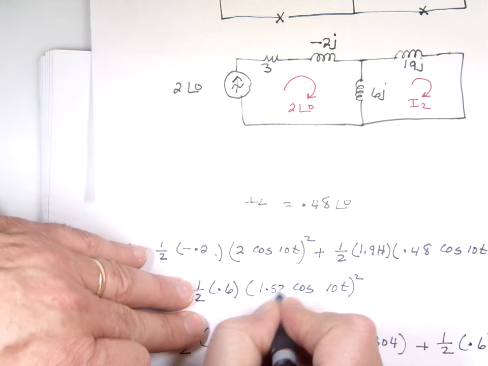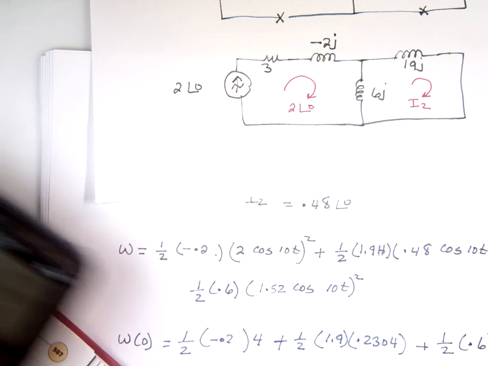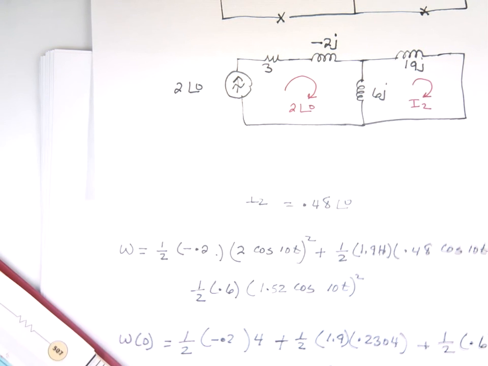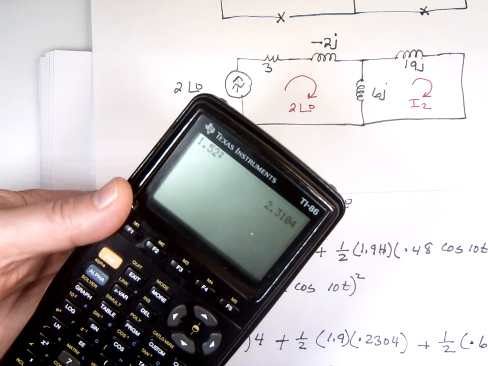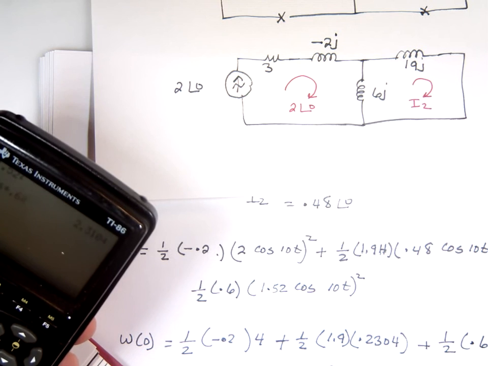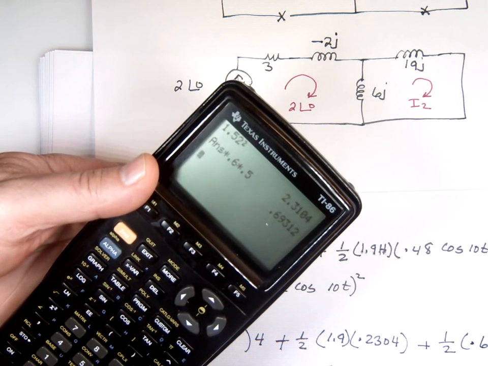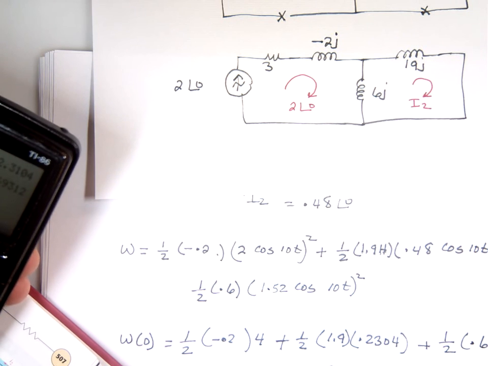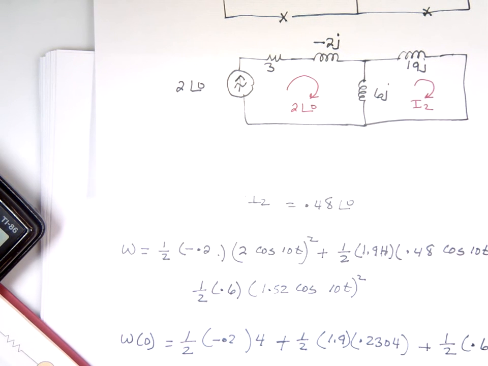Maybe I won't put this video up there. 0.2188, and I've got to look at 1.52 squared. Plus 0.69312. So let's add them. Plus 0.2188 minus the 0.4, and that is equal to 0.512 joules. Same exact answer.